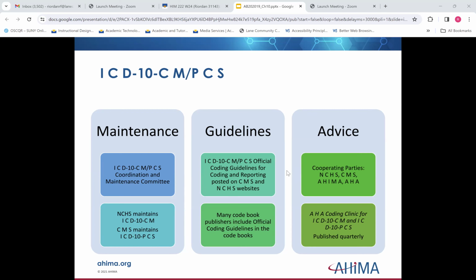And if you've taken the ICD-10-CM courses or PCS courses, you're familiar with these guidelines. And the guidelines are basically developed by the NCHS, CMS, AHIMA, and the American Hospital Association. Within that, we have coding clinic for ICD-10-CM and ICD-10-PCS that comes out quarterly.